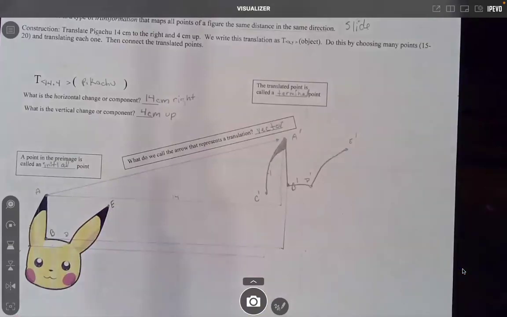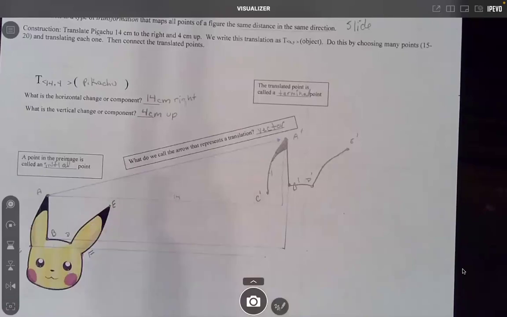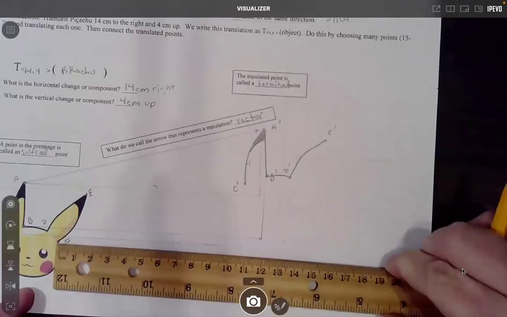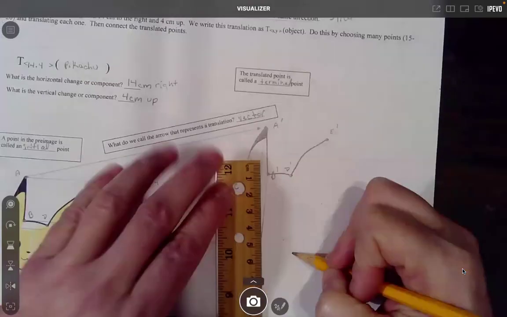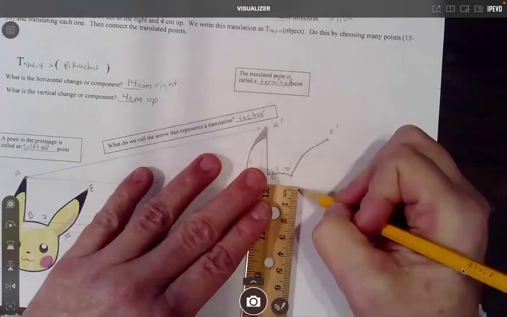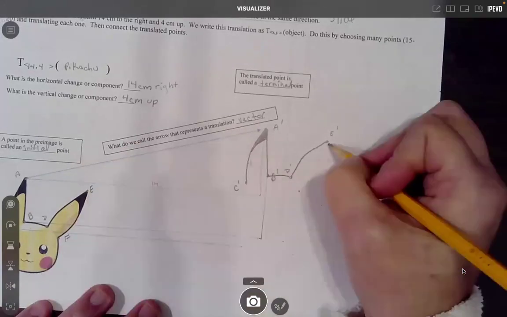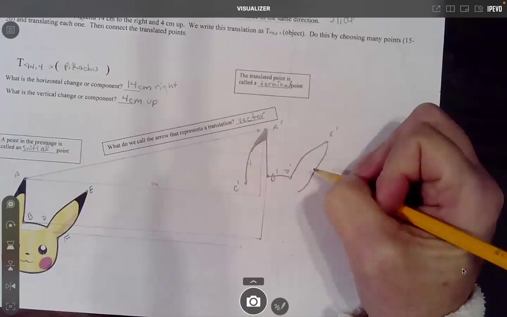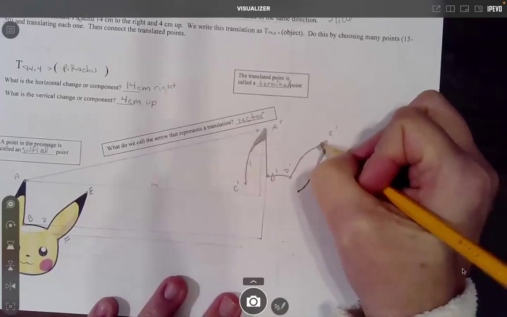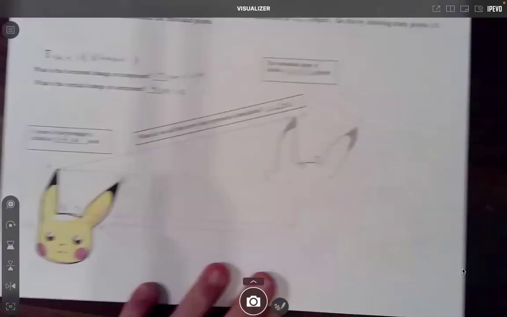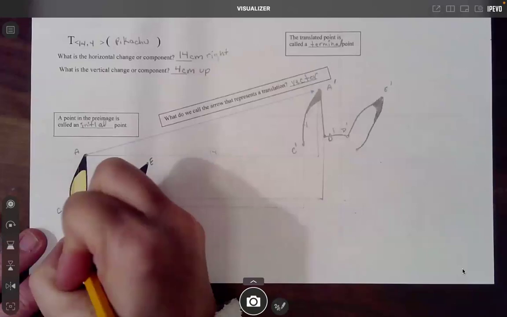There we go. Now I'm going to try F. 14 right, 4 up, and it's connected with this curve. There we go. You can color the top of Pikachu's ear a dark color, and continue in the same pattern. Pick as many points as you need.